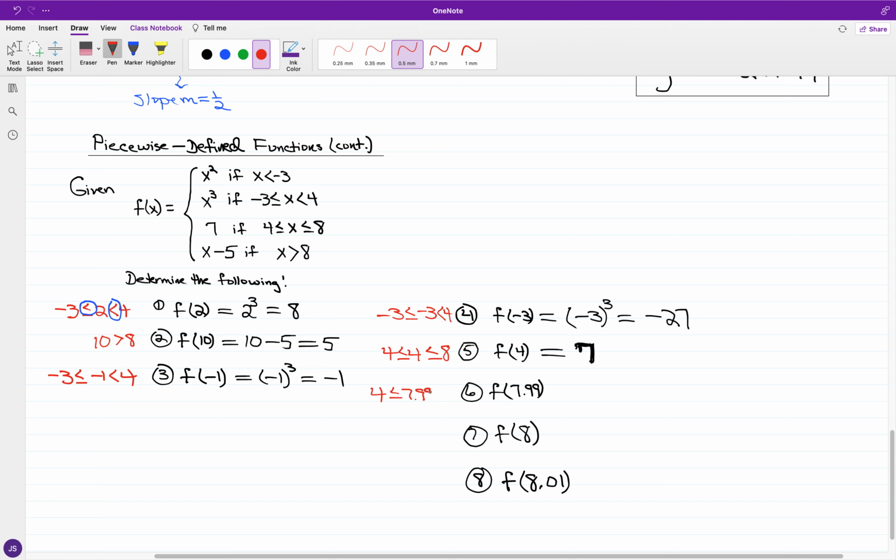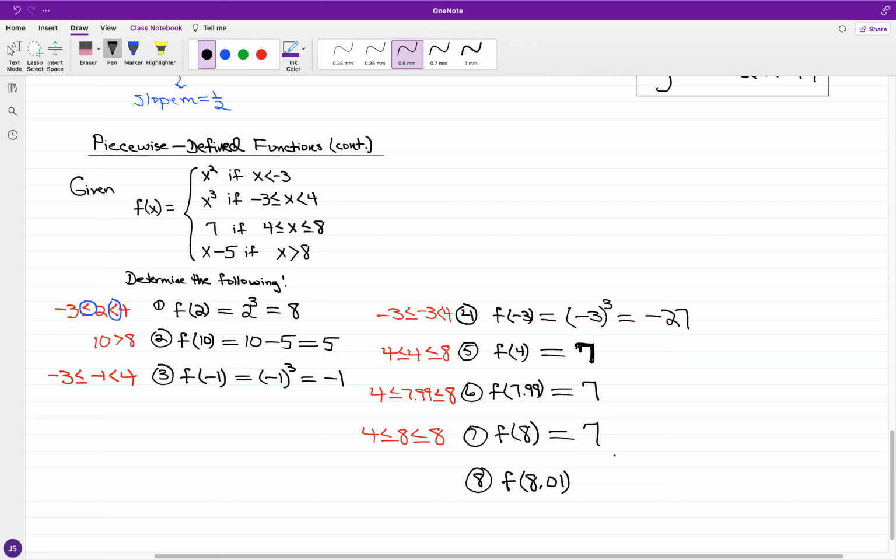And for f of 8, we had the same kind of run-in. 8 is not greater than itself, but it is equal. So to say that 4 is less than or equal to 8 is true. And 8 is less than or equal to 8, not less than itself, but nonetheless equal. So in this case we have kind of a hat trick, three in a row. f of 8, just like f of 4 and f of 7.99, also lands at the y value of 7.